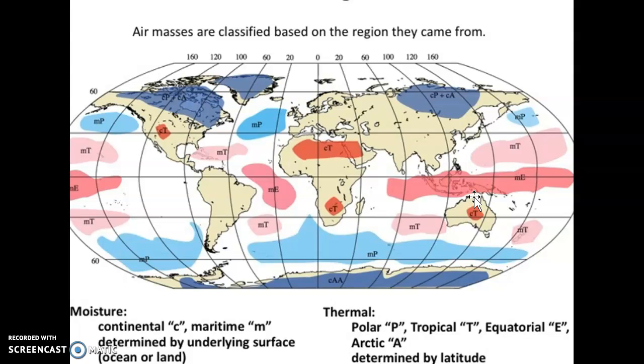Obviously, air masses that form over water are going to be full of moisture. Those air masses are going to be more moist than the continental ones. And then, obviously, the ones that form near the equator, the E stands for equatorial and the T stands for tropical. You notice the pink and the red, those are warm air masses, and then the blue, shades of blue, are the cool air masses. And again, that just refers to where they formed on the Earth.